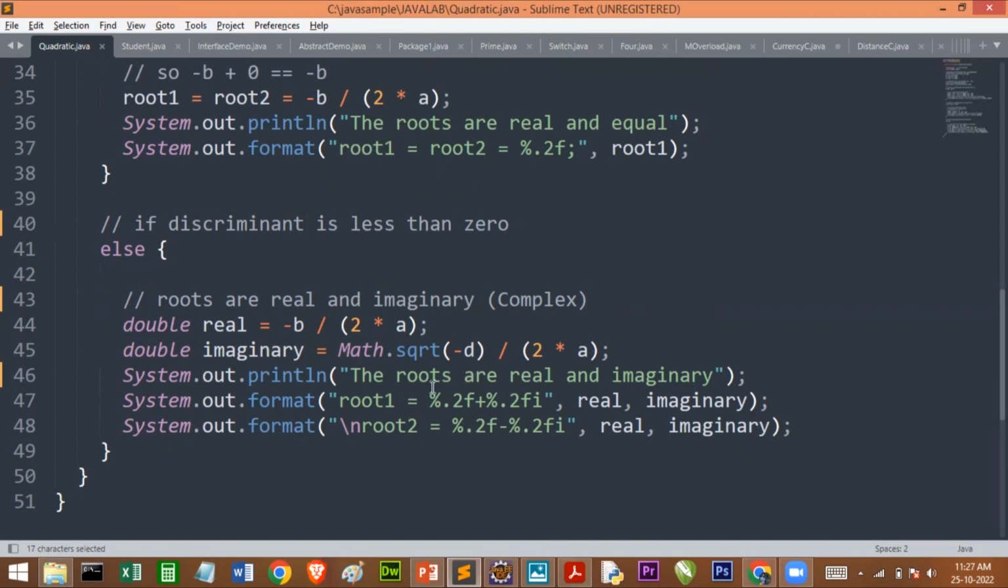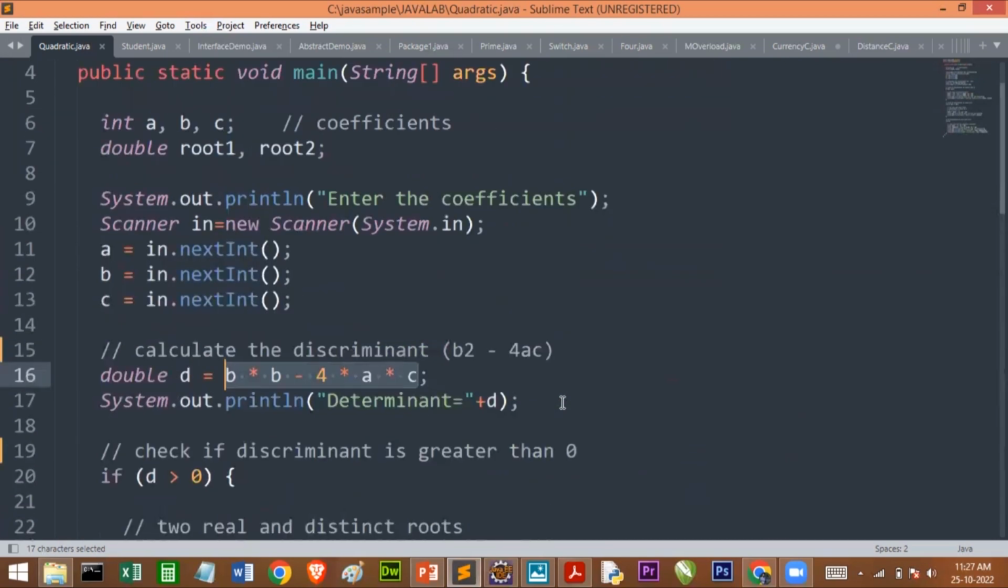Here I'm printing one message: the roots are real and imaginary. Root 1 is equal to, how will you write the complex number? a plus bi, or a minus bi. First I'm writing root 1, this is the real part and this is the imaginary part, and I have added i to the imaginary part. The same thing I'm printing using the minus sign. So students, this is the program to calculate the roots of a quadratic equation.